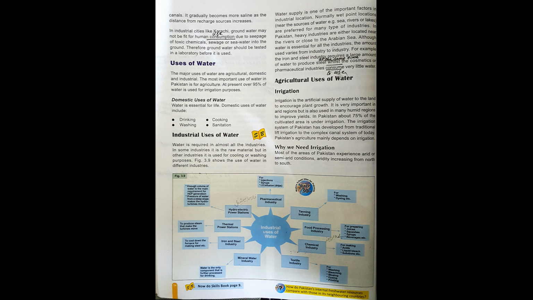As you can see, tanning industry. For the tanning industry, water is used for washing and dyeing etc. For the food processing industry, water is used for preparing juices, squashes, syrups and beverages. For food processing industries, water is used for these drinks. And for the chemical industry, water is used for making acids, liquid bleach, solutions, etc. And for the textile industry, water is used for washing, bleaching, bluing, dyeing, printing.